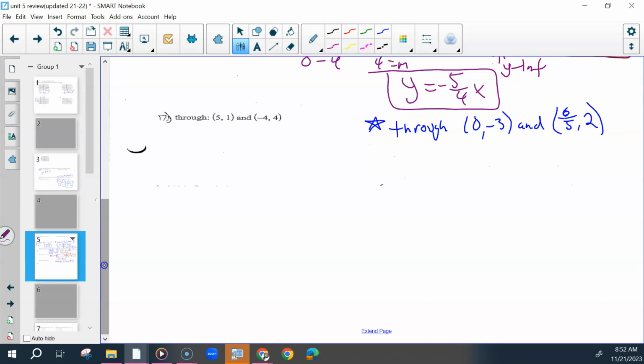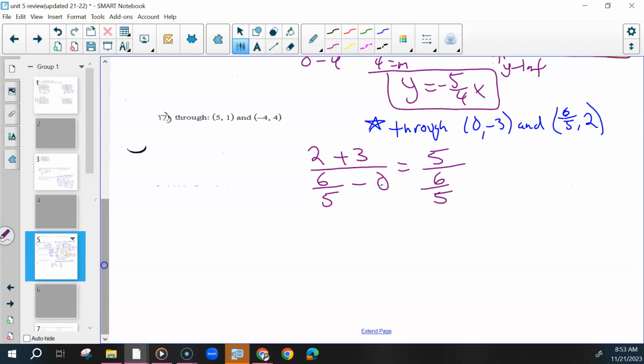And then similar process for this last one, except we have to find our slope and it's going to have fractions in it. So 2 plus 3 or 2 minus a -3 over 6/5 minus 0. So we're going to have the fraction in there. It'll be 5 over 6/5. And then we're going to take that fraction and flip it and multiply on our numerator and denominator. So that this down here cancels. This would really be 5 over 1. So 25/6.